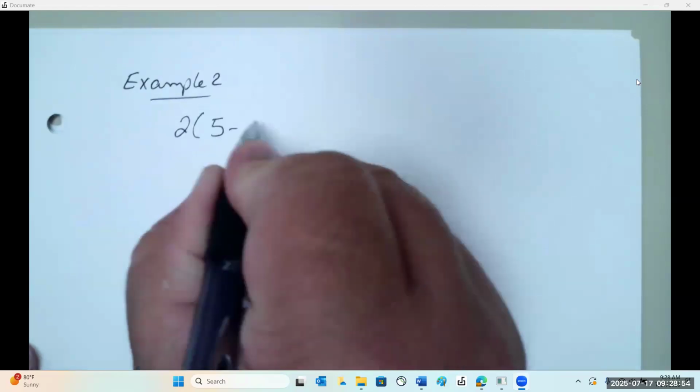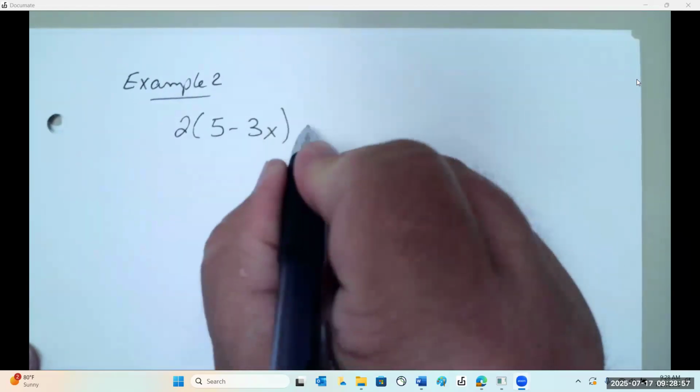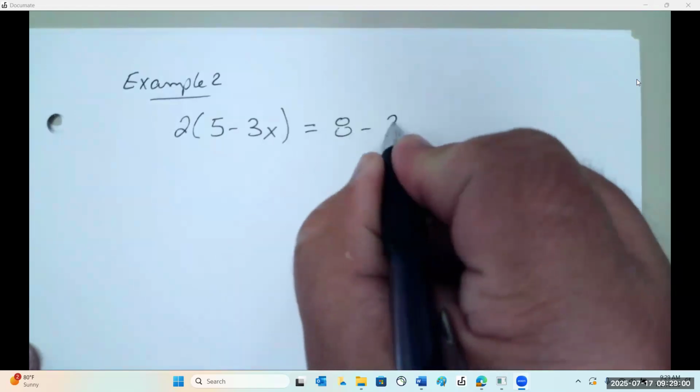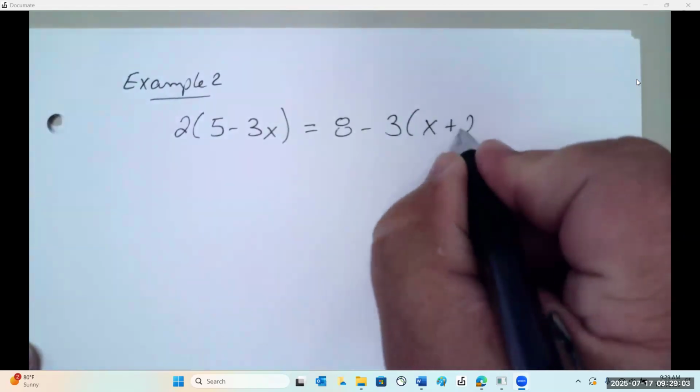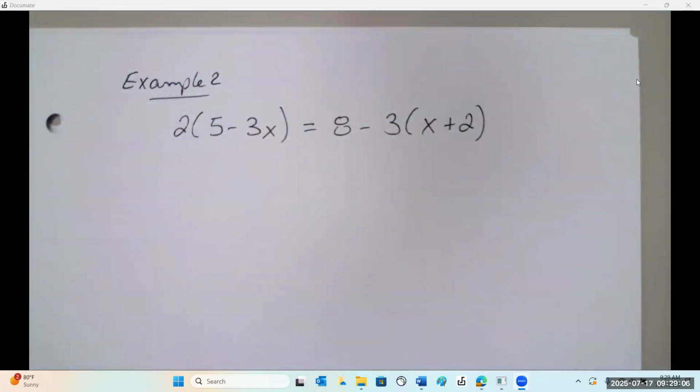Example 2. So what do you think the instructions for this problem would be? Would we solve or simplify? Solve. Why? Because there's an equal sign. If there's an equal sign and there are variables, then you have to see what they equal. So you have to solve it. So how do you solve this one? What do you got to do first? Get rid of the parentheses.